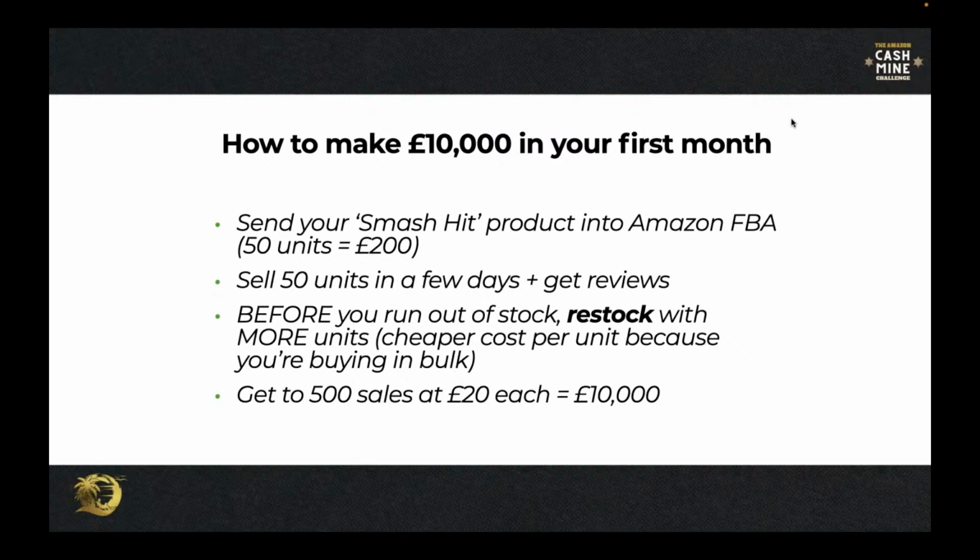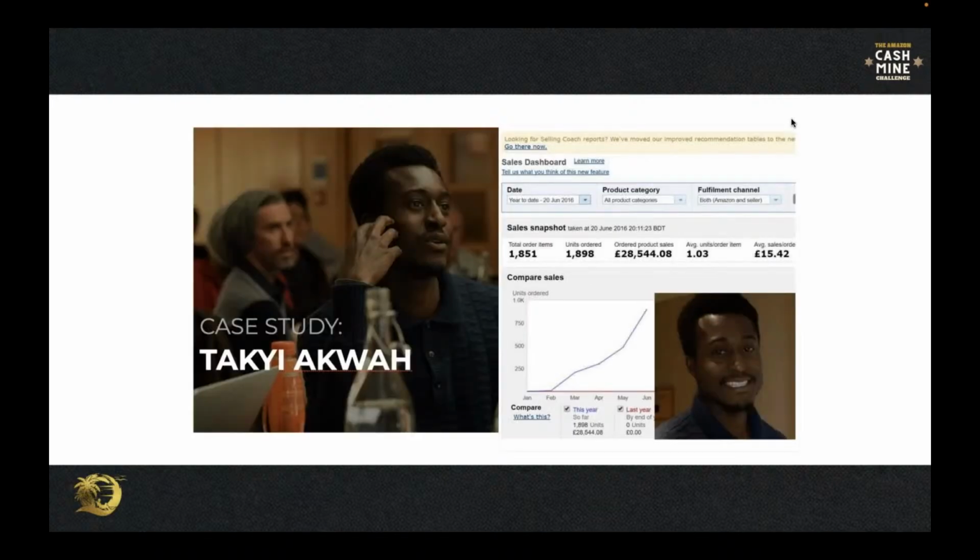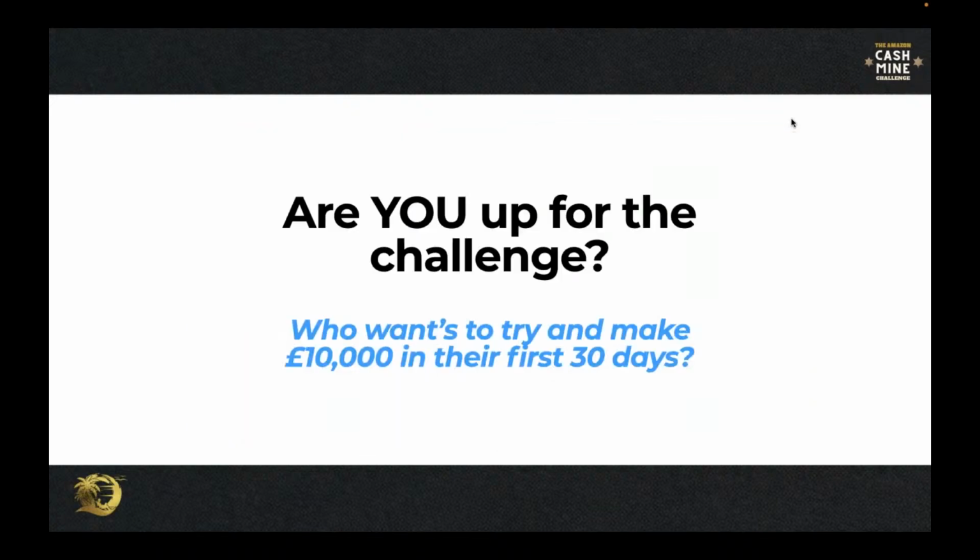Does this plan make sense? Well, this is exactly what Tetchy did when he launched his product. As you can see, in his first few months, he made 28,000 in sales. By the end of his first year, he made £120,000 in sales. He was making £2,000 a day at one point with one product he was sourcing locally. So the question is, are you up for the challenge?